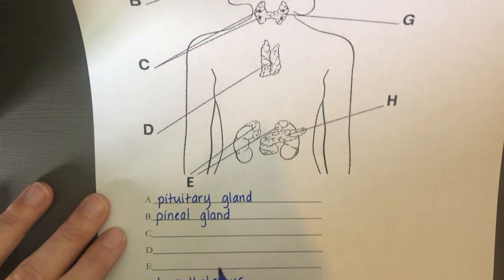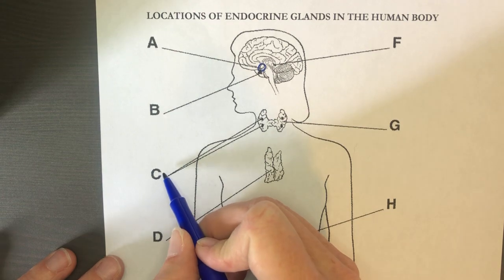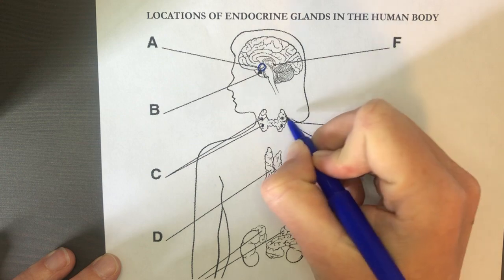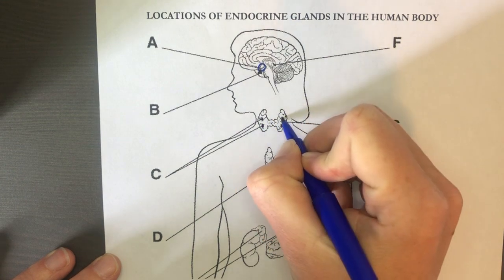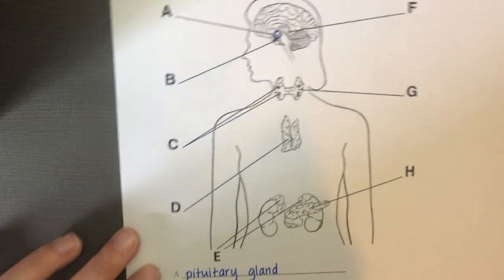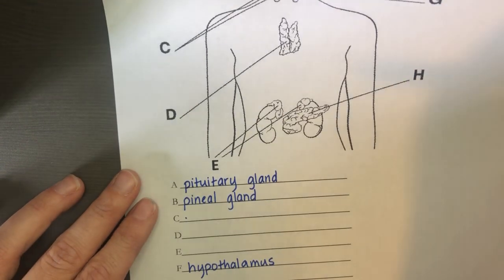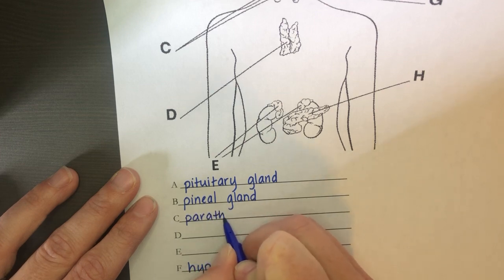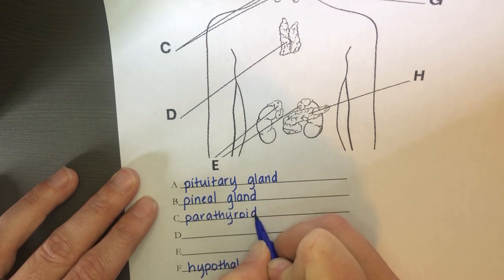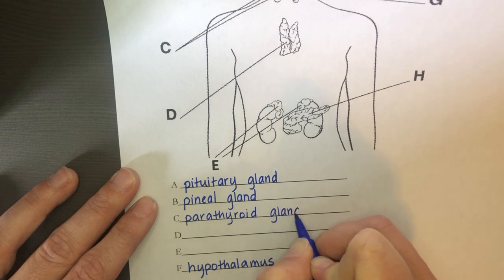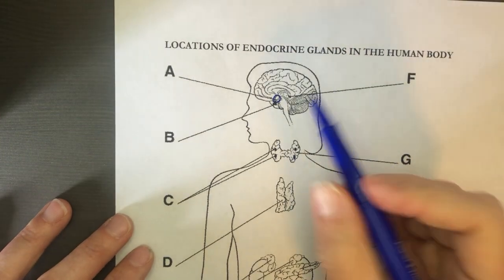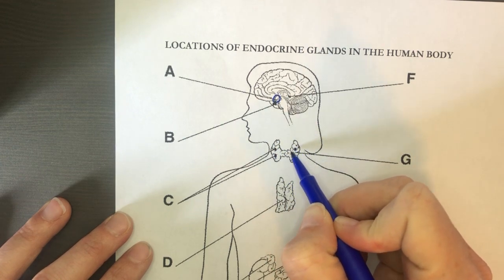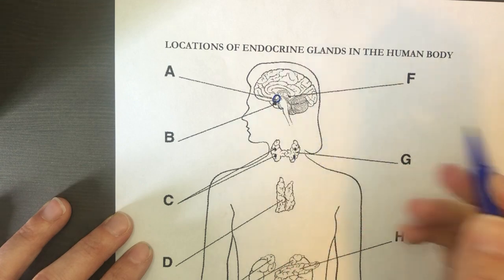All right, now we're going to go back up to C. If you see C, C is pointing to these little dots that are right here. And there are 4 of these dots. Those are what we call your parathyroid glands, and that will make more sense in just a second. But they're called your parathyroid glands. And then the thing that they're attached to, this large, almost symmetrical structure here, that's called your thyroid gland.